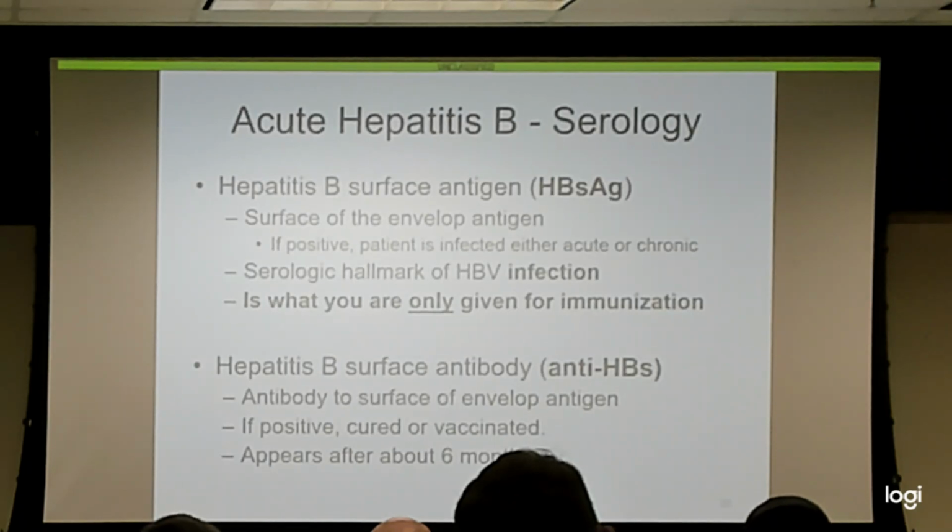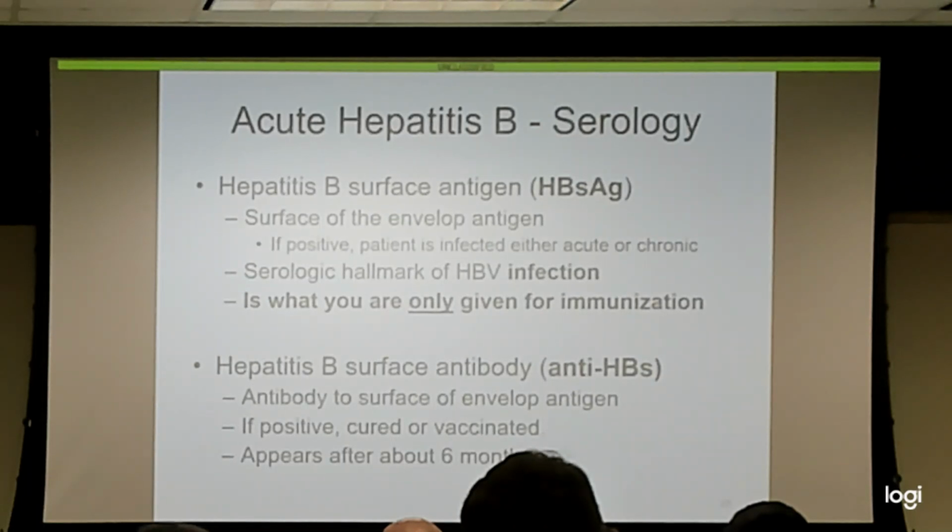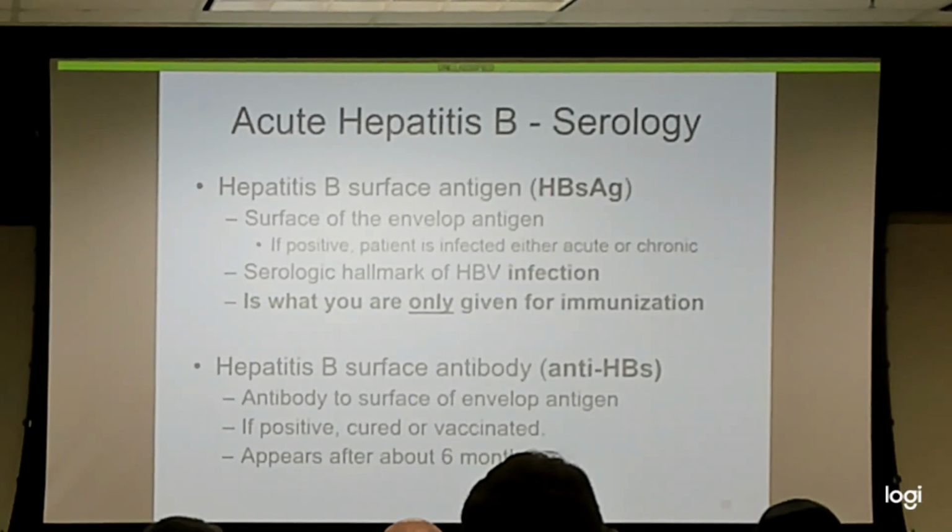It's what you are only given for your immunization. So when they give you an immunization, they're going to give you the surface antibody. That's what you're given. So all the other ones you probably won't be positive for, right? And we'll talk about that here in a minute. Hepatitis B surface antibody, it's the antibody to the antigen. If positive, you're either cured or vaccinated, and it appears after about 6 months.